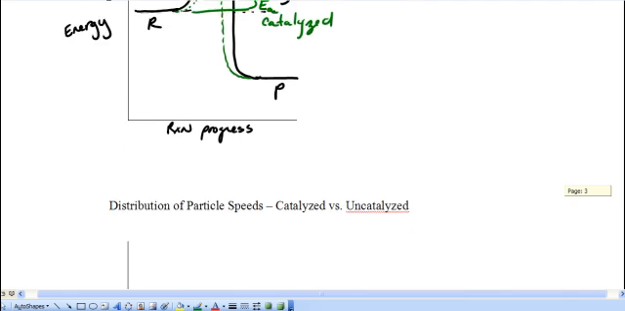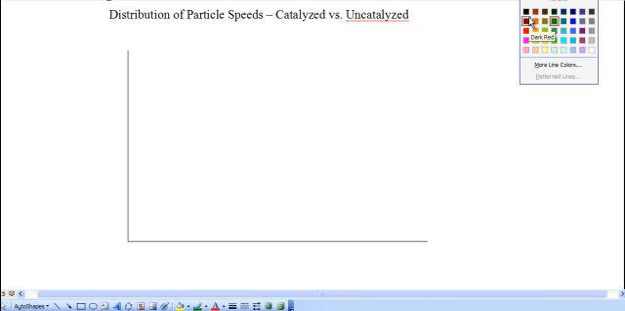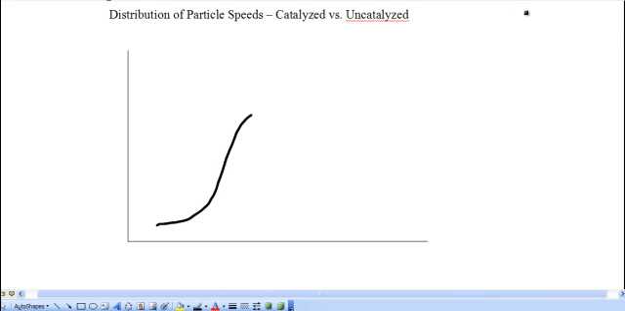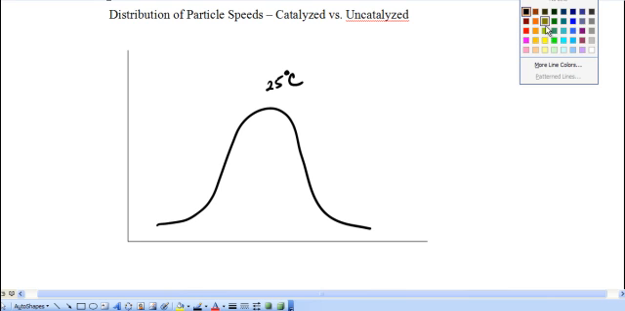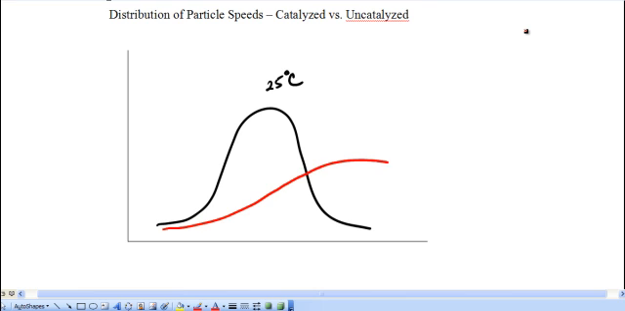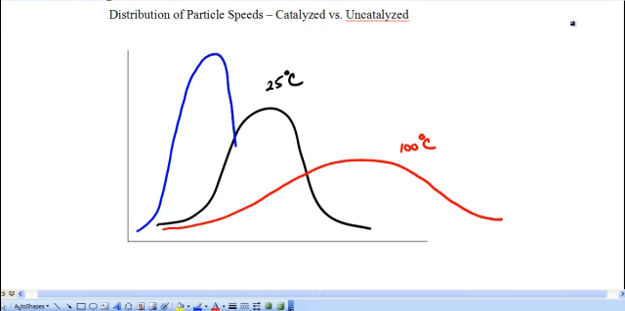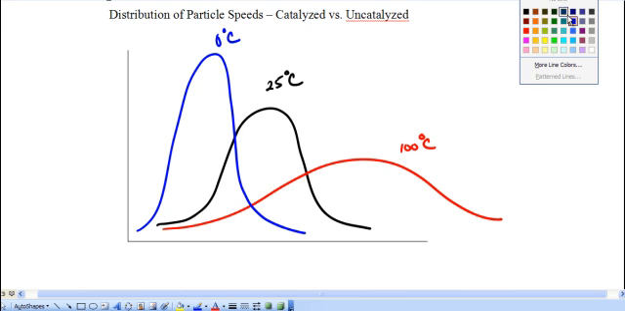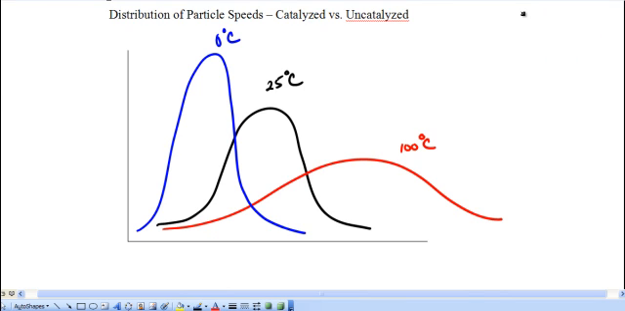Alright, let's scroll down to the bottom and show you what that means on our distribution diagram. Let's go ahead and recreate that. We'll have our 25 degrees Celsius. It looks something like this. We'll have our 100 degrees Celsius looking something like this. And we'll have our 0 degrees Celsius looking something like this. Now originally we had said that you might have an activation energy that was somewhere around, let's say here. So that's your activation energy uncatalyzed.